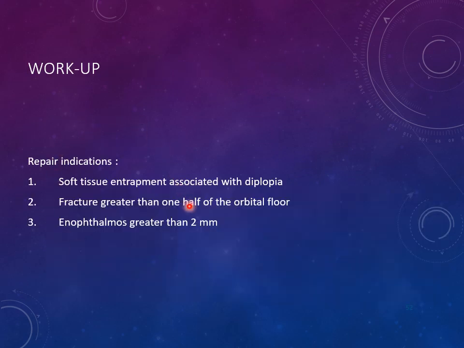When we diagnose orbital floor fracture, we should decide whether this needs to be treated or not. Generally speaking, if there is soft tissue entrapment with diplopia, or the fracture is greater than half of the orbital floor, or there is a significant degree of enophthalmos, those are indications for repair. Otherwise, the treatment is conservative.